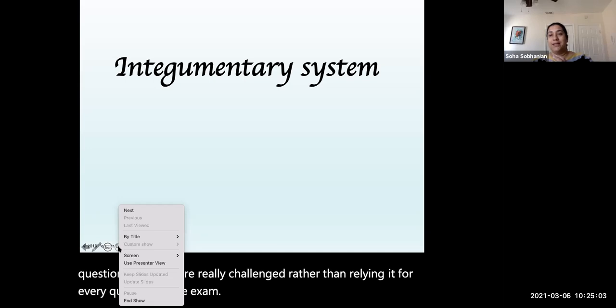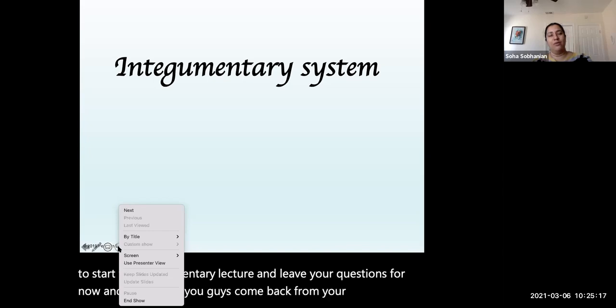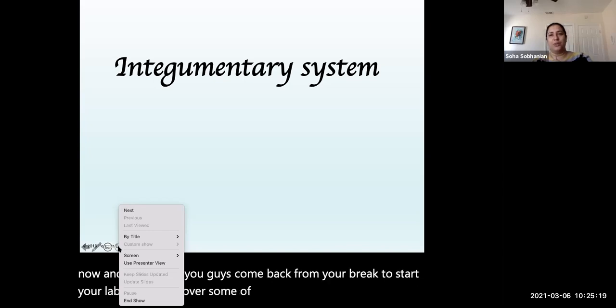I can show you guys where the quiz is after, but we are on the time, so I am going to talk. Okay, so here's what we're gonna do. I'm gonna start the integumentary lecture, leave your questions for now, and then when you guys come back from your break to start your lab, I'll go over some of the questions that you guys just posted.